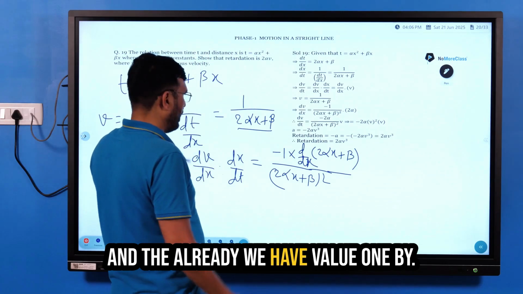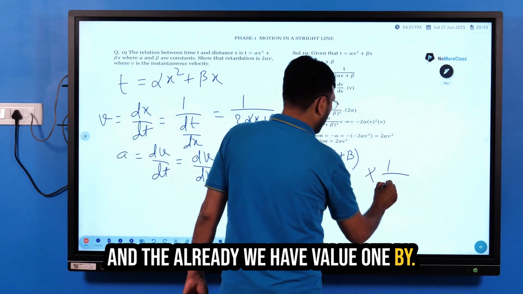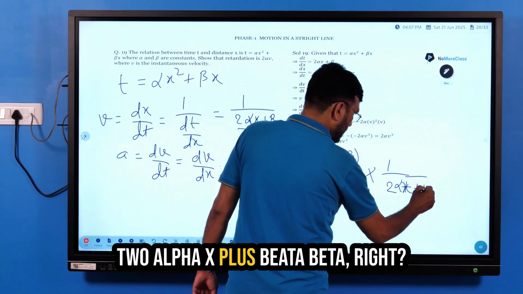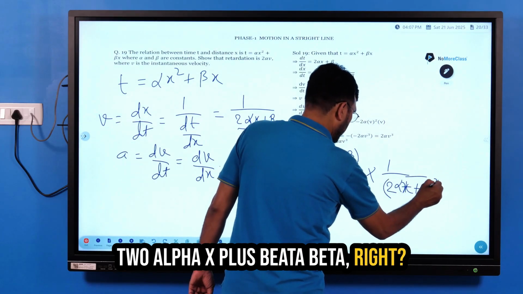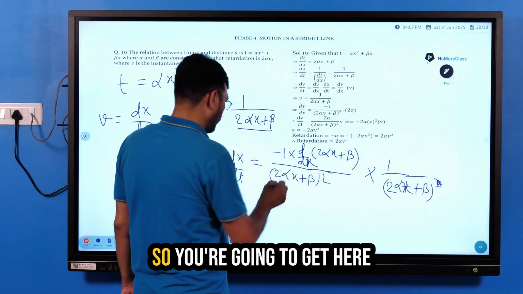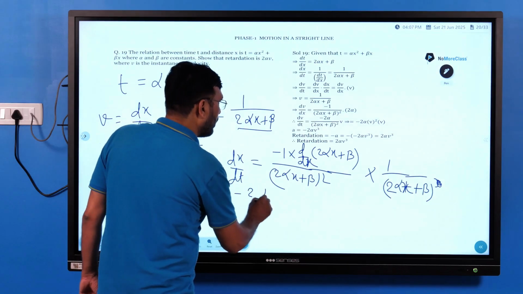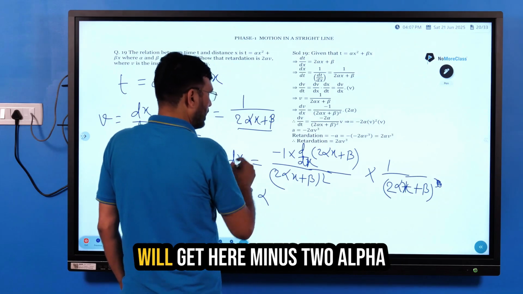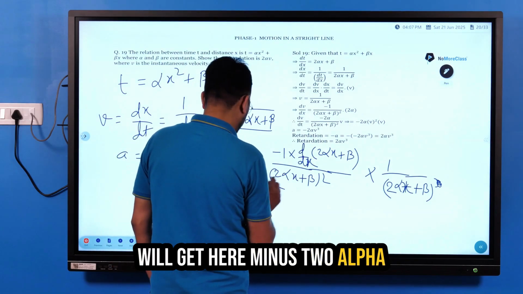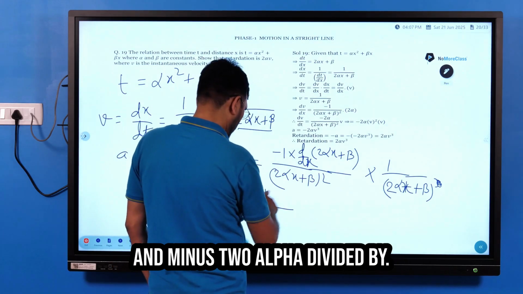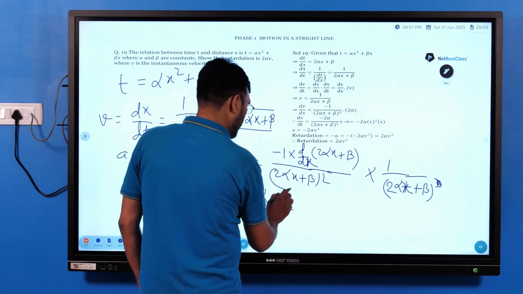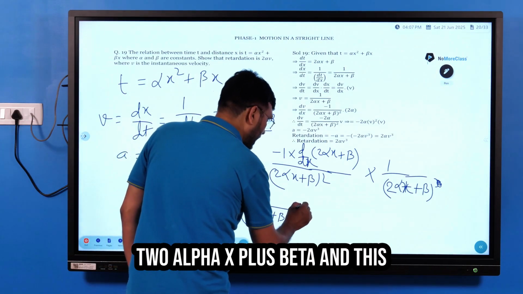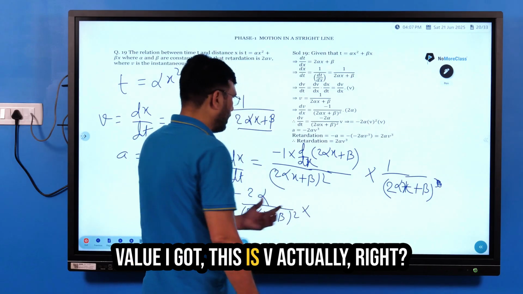And dx by dt, already we have the value, 1 by 2 alpha x plus beta. So you're going to get here minus 2 alpha divided by 2 alpha x plus beta the whole square, multiplied by that value, right?